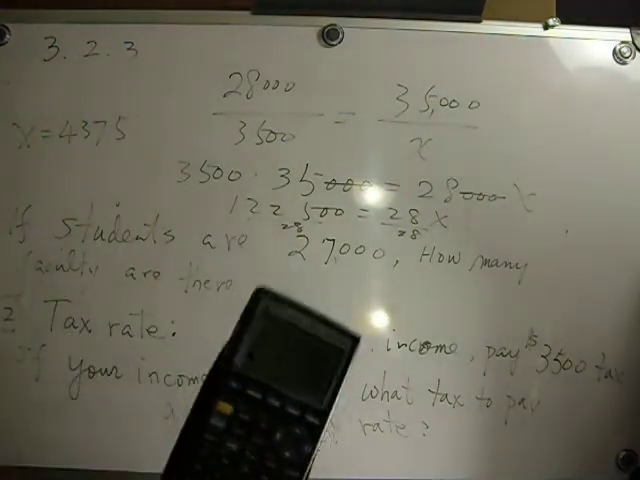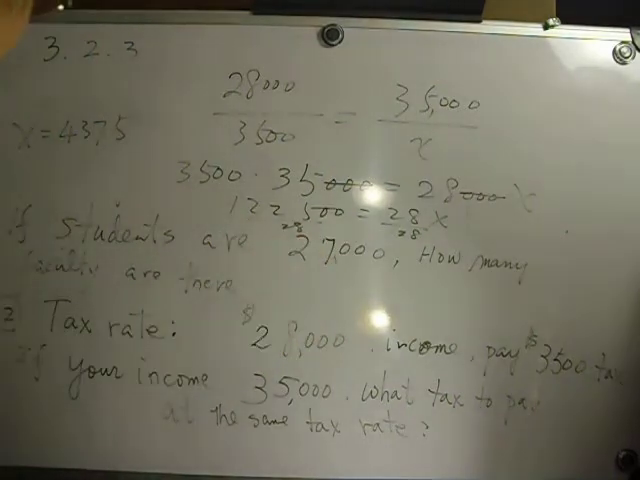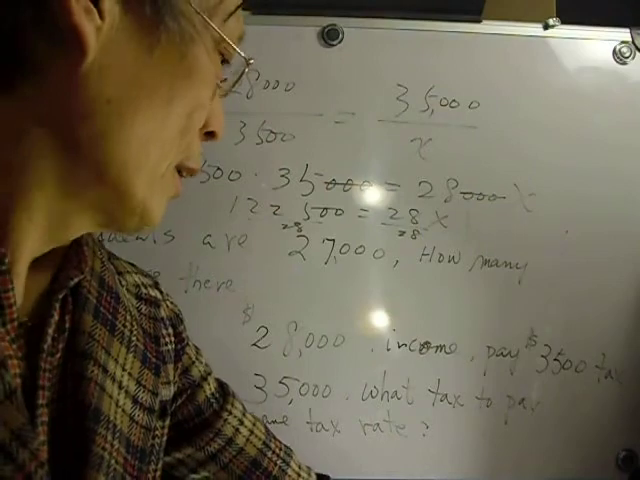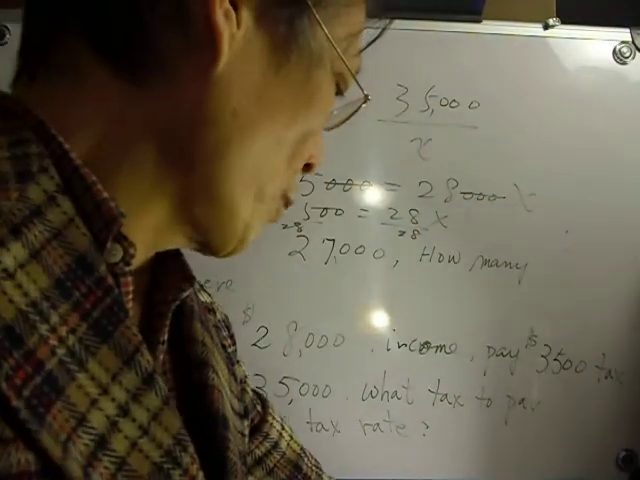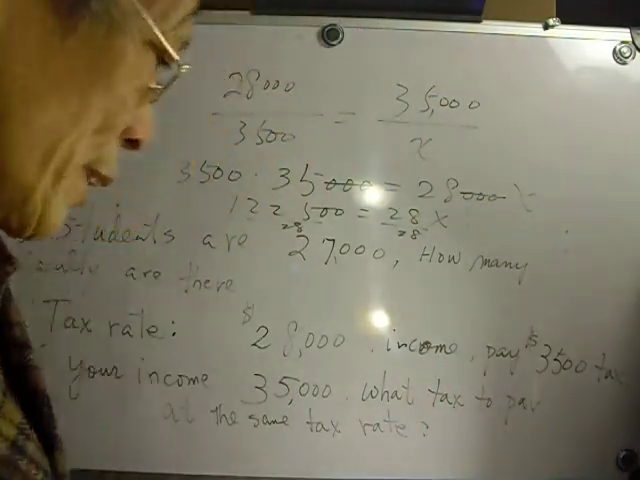Okay, using a good calculator will save you a lot of work. So this year your tax, you're going to pay $4,375 with the same tax rate.